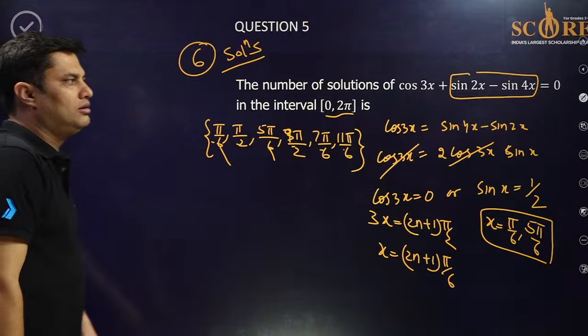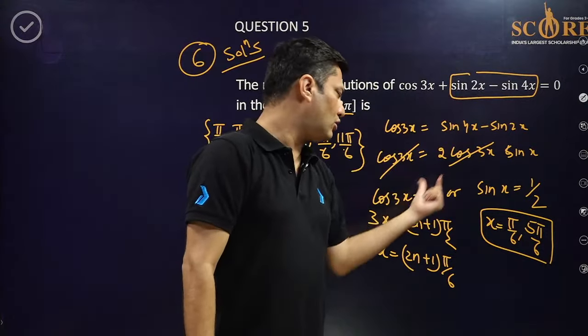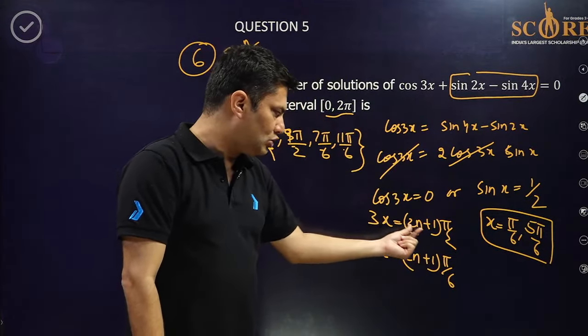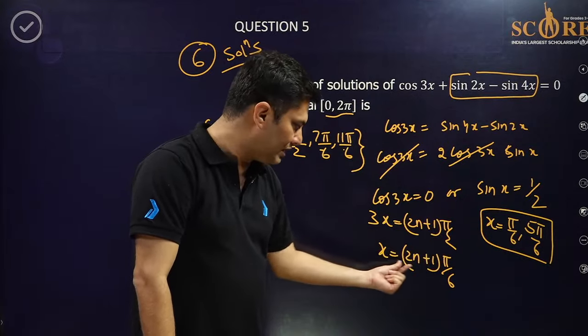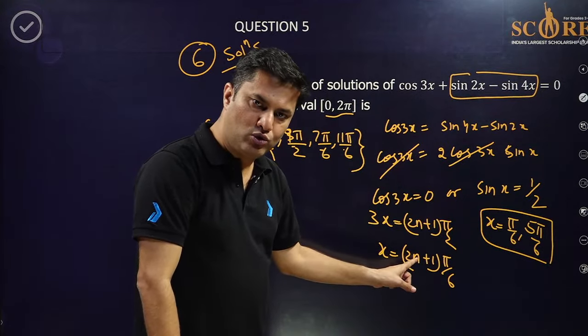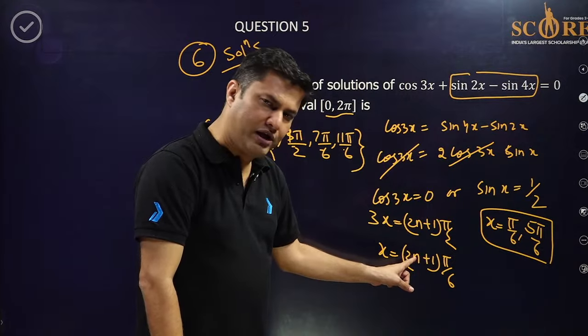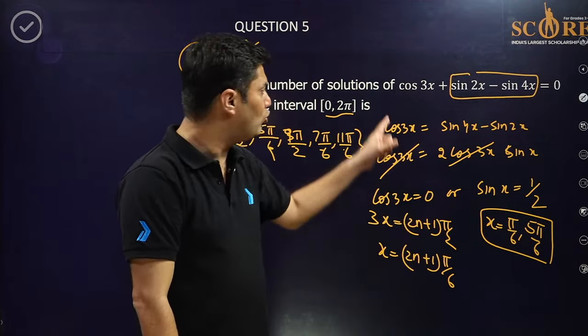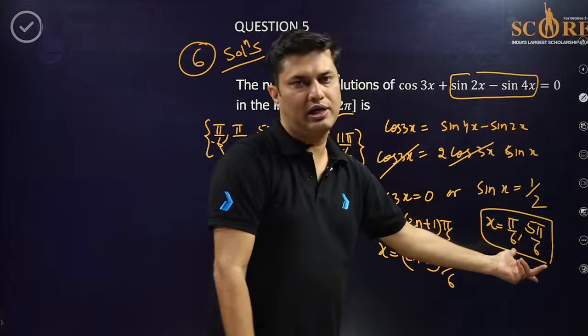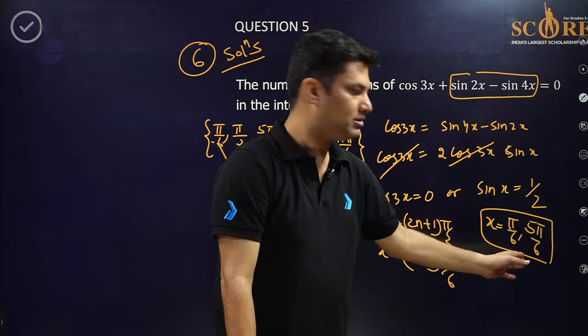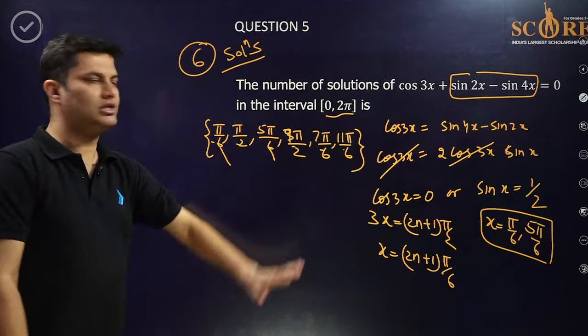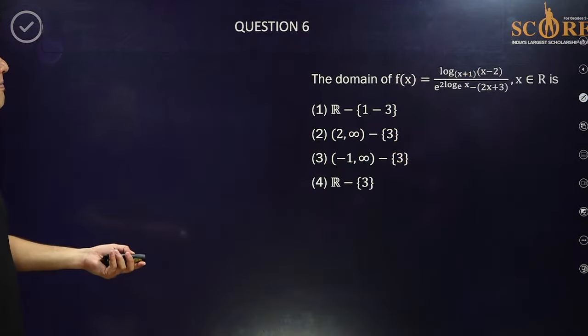Okay. So you just applied sin C minus sin D. Either cos 3x equal to 0, 3x is (2n plus 1) pi by 2, odd multiple of pi by 2, x is this. If you put n equal to 0, 1, 2, 3, 4, 5, up to 5. 6 I think is 13 pi by 6, which will go beyond 2 pi. And here you know sin theta is half at 30 degrees and 150 degrees. So yes, the total solutions is equal to 6.